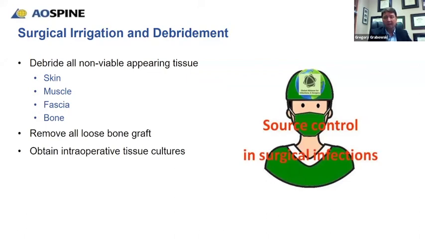And then during that time, that's the point when you ultimately are obtaining your intraoperative tissue cultures. And tissue is typically better than pus in terms of the ability to get positive cultures on the back end. And that's really the important pieces to that portion.